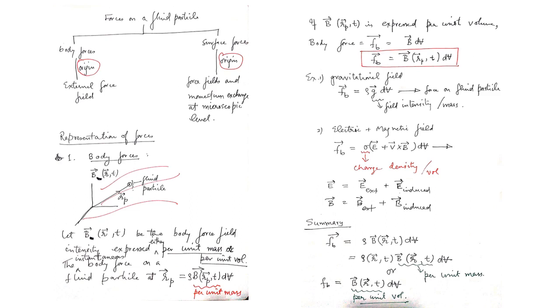Now we can look at some examples of how we adapt all this. Suppose I have a gravitational field. For the gravitational field we are used to writing the field as the g vector. Obviously the g vector represents force per unit mass, so it is the field intensity per unit mass. Therefore the body force acting on any fluid particle at some point rp and at a certain time instant t would be density times the gravity vector times the notional volume dV of the fluid particle.